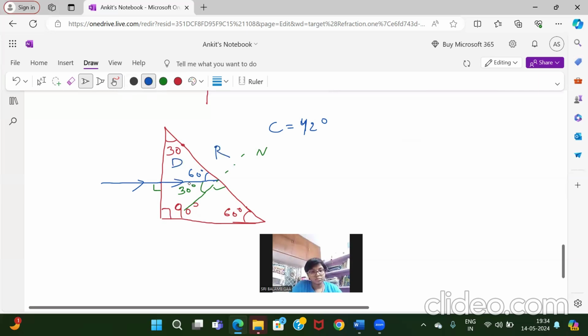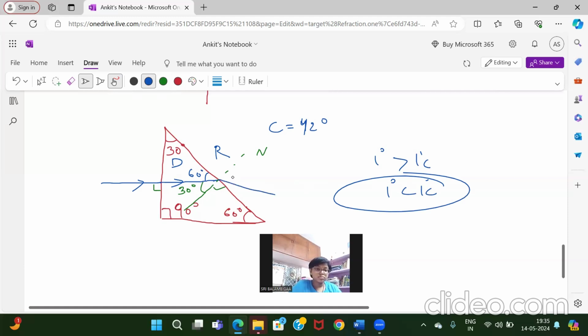Now check. What is the angle of incidence? 30 degree. Is 30 more than the critical angle IC or less than IC? Less. If it is less, then there is no TIR. If this is 30 degree, then it will go like this. What is r, this small r? Apply Snell's law.